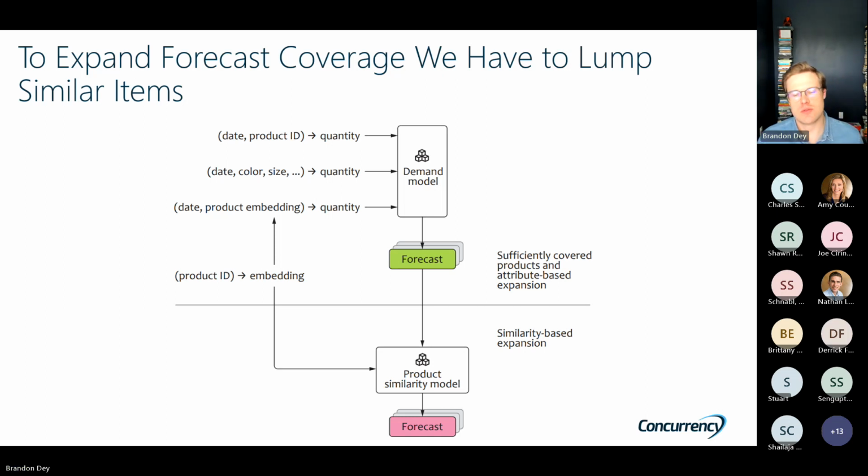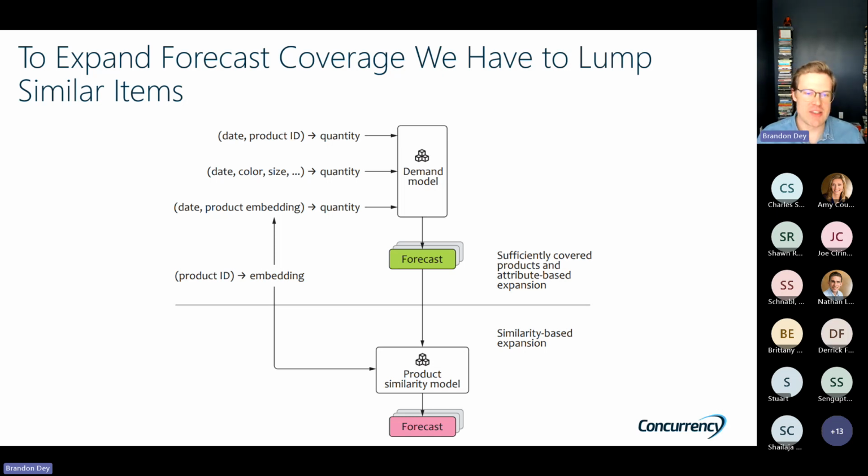So you have a couple different options, and this is a little bit technical, but we'll break it down. Essentially, you've got a demand model that you pipe all of your information into, right? You've got your product taxonomy information, you've got information related to historical sales, and so on.